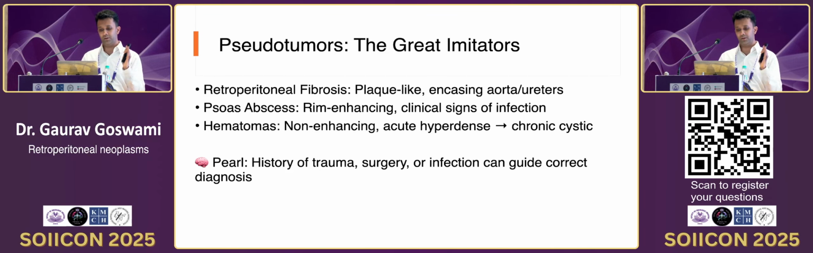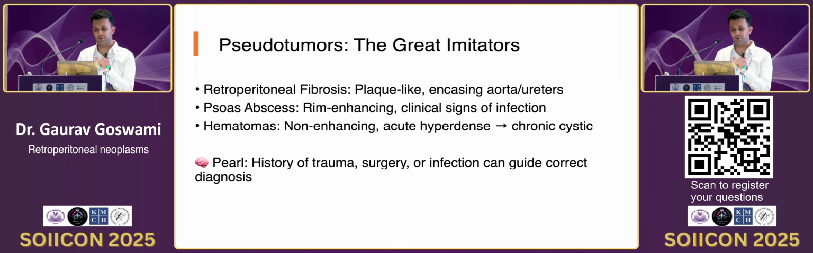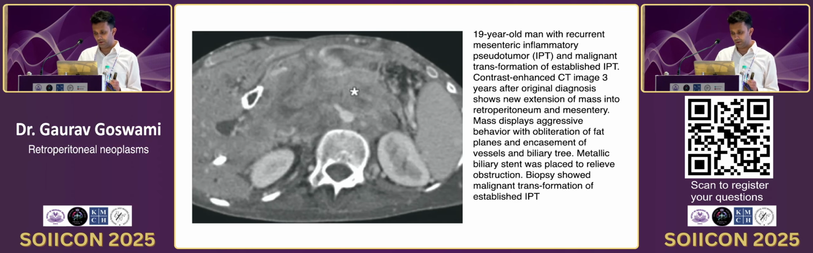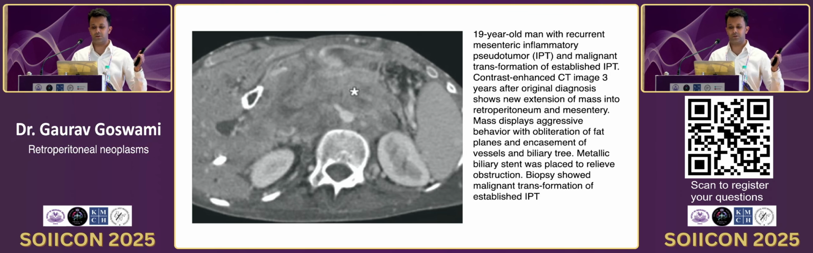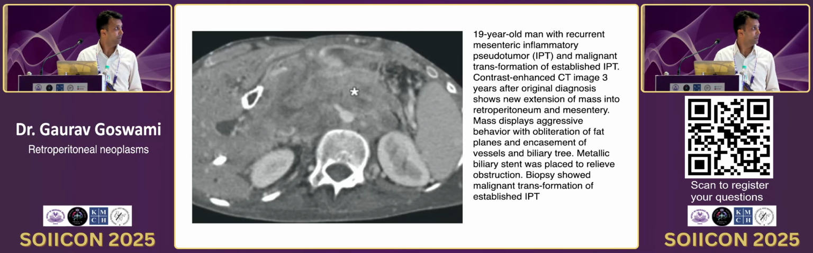Pseudotumors are the great mimickers. Retroperitoneal fibrosis, psoas abscesses, hematomas are the most common retroperitoneal pathologies, followed by trauma, surgery or infection. This is a very classical case of a 19-year-old man with recurrent mesenteric inflammatory pseudotumor with malignant transformation. You can see a heterogeneous soft tissue mass with vascular encasement, adjacent solid organ encasement, adjacent hollow viscus encasement. The mass displays aggressive behavior with obliteration of fat planes and encasement of the vessels and biliary tree. Here is the endobiliary stent, and the vessel encasement is very well characterized here.